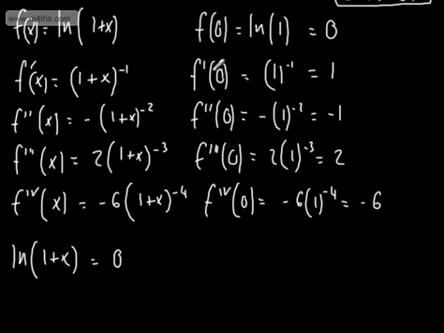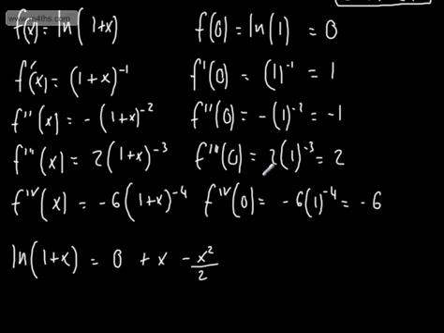Then we're going to have f dash of 0 multiplied by x. That just gives me 1 times x. So f dash 0 multiplied by x is going to give me plus 1x. Then we do f double dash of 0 multiplied by x squared over 2 factorial, which will give me now minus x squared over 2.